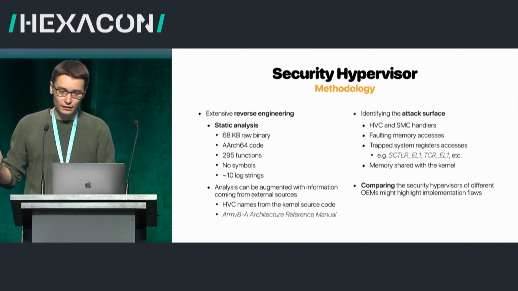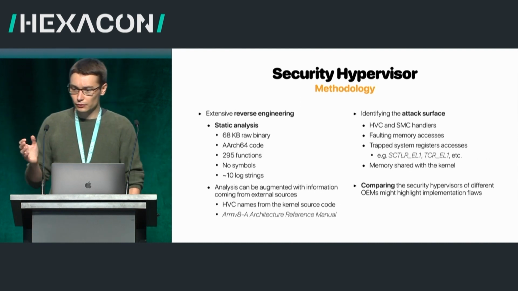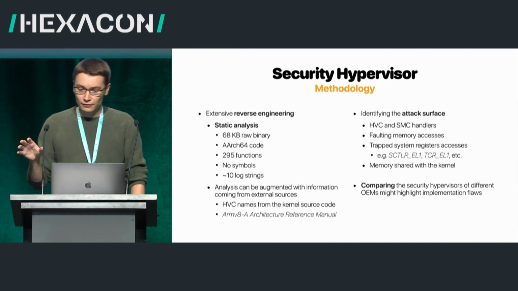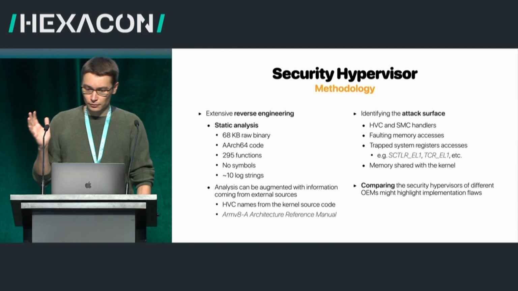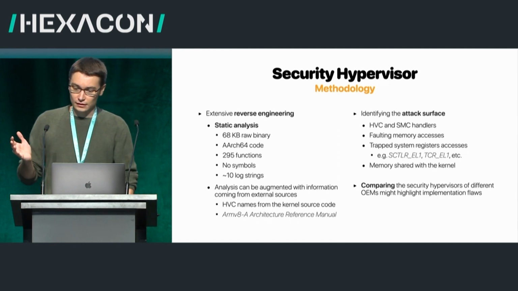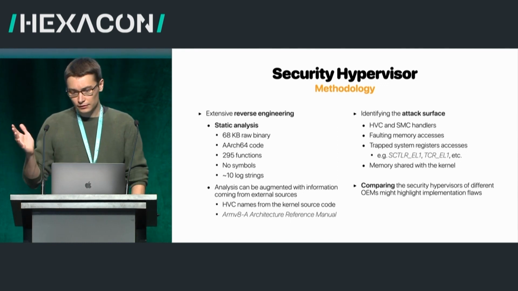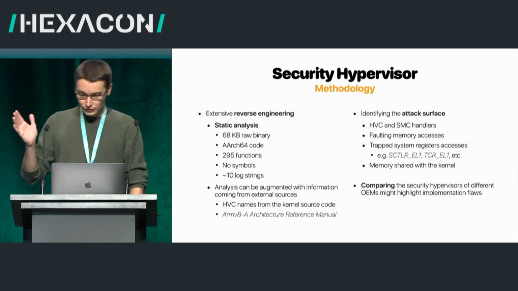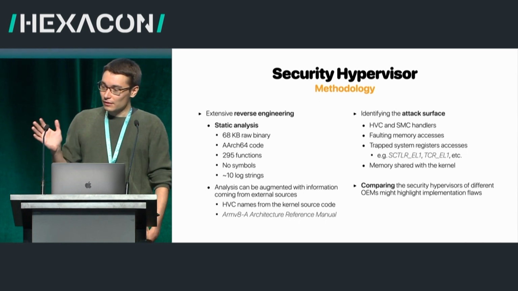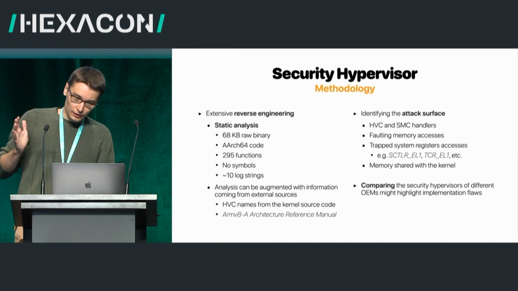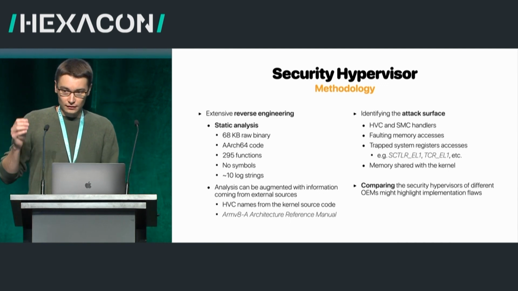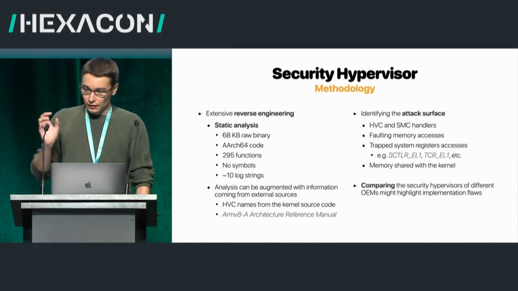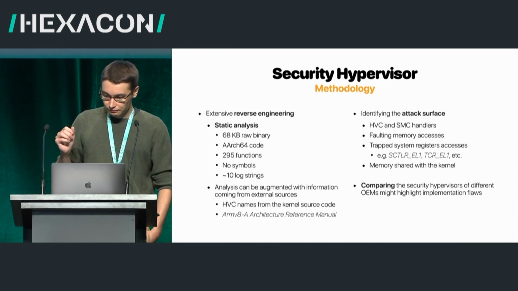So we did a fair amount of reverse engineering work on the security hypervisor, mostly through static analysis, which wasn't too complicated because the binary is self-contained and only has about 300 functions. However, there were no symbols and very few log strings. But helpfully, we could find the names and arguments of the HVCs in the kernel sources.